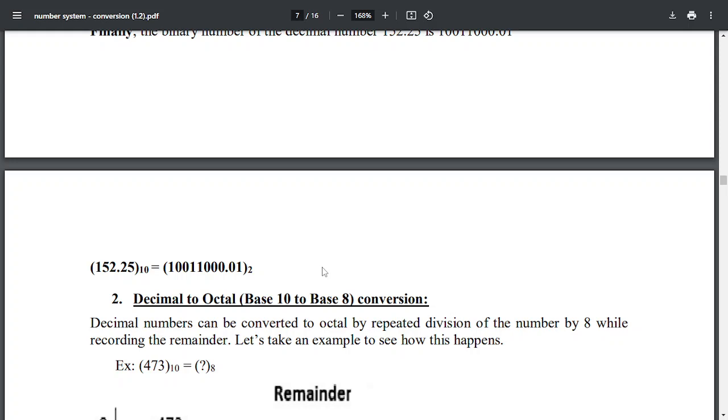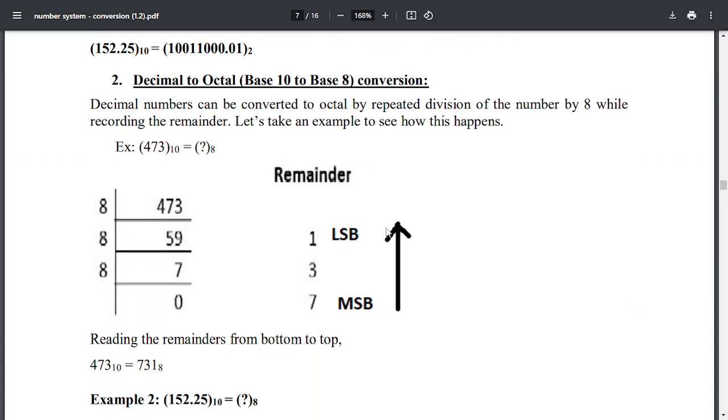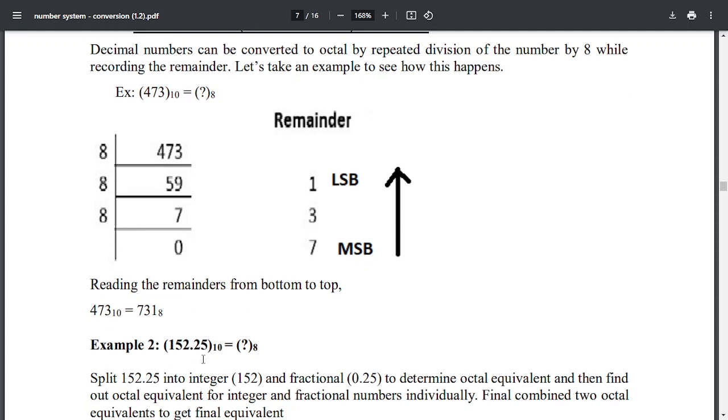Similarly, decimal to octal conversion works the same way, where 8 is the required base for the given decimal number. So 473 is divided by 8. Again, collect all the remainders from the division by 8. When I divided 473 by 8, I got remainders 7, 3, 1. So 731 is the required octal number.